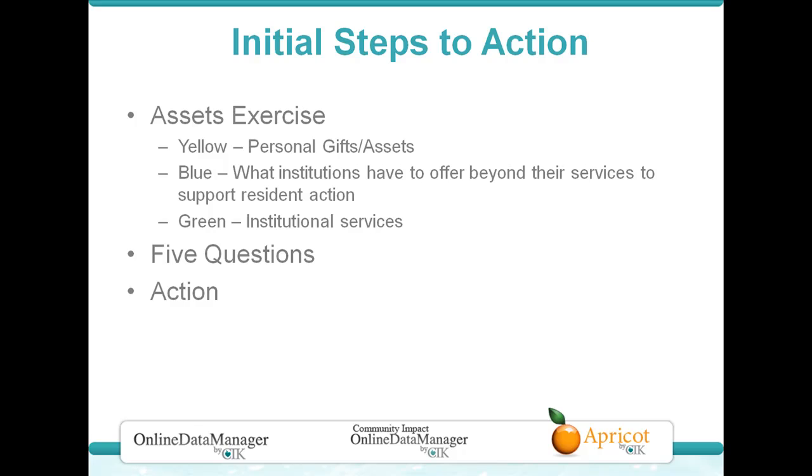And then on blue pieces of paper, I asked the institutional people, the agencies and government, to list what their institution has to offer beyond the services that you deliver to support this action, whether that's meeting rooms, computers, or staff to cook meals for meetings, whatever that is. And then on green pieces of paper, I asked the institutional providers again to list their institutional services, their family violence services that they offer, whether that's law enforcement, shelter, counseling, whatever that is.